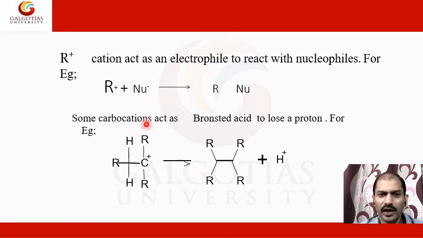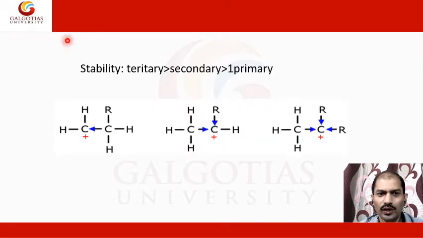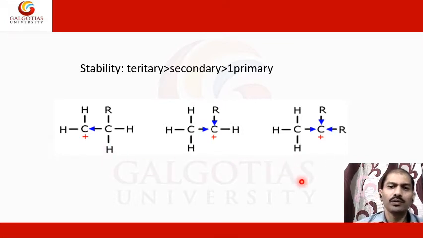They can react with nucleophiles if there is a nucleophilic group in the reaction, so they get attached to the nucleophile. Some carbocations act as a Brønsted acid and lose a proton. Here you can see some are losing the proton and keeping their electrons, so they are releasing a proton, acting as a Brønsted acid as well. For stability, the tertiary carbocation is more stable than secondary and primary. This is due to hyperconjugation. You might have some idea from the previous classes and the previous lecture as well.